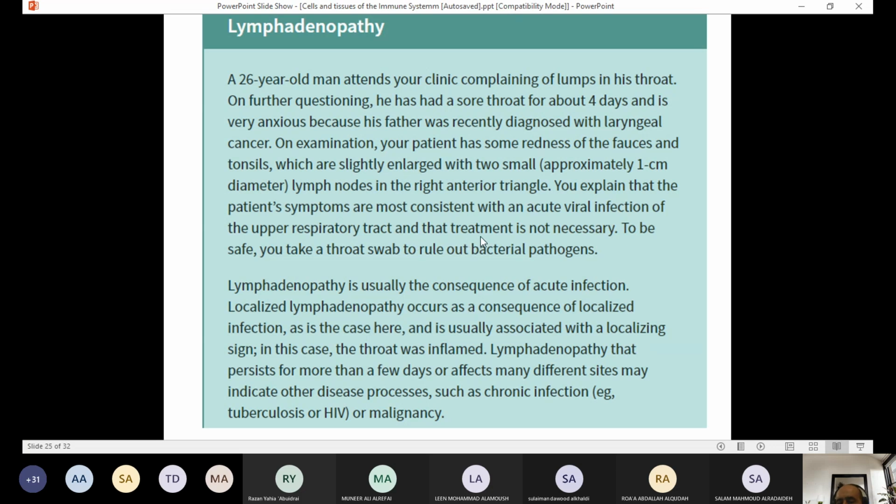and that treatment is not necessary. Not everyone who has inflammation in the throat and so on has to be treated. Some people say, "My throat hurts, I have to take an antibiotic." No, if it's a viral infection, antibiotics usually don't work against viruses, and this is very important to know.